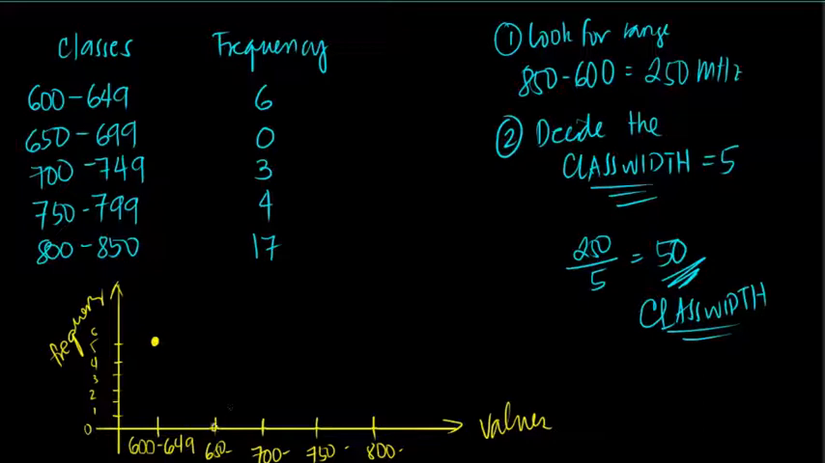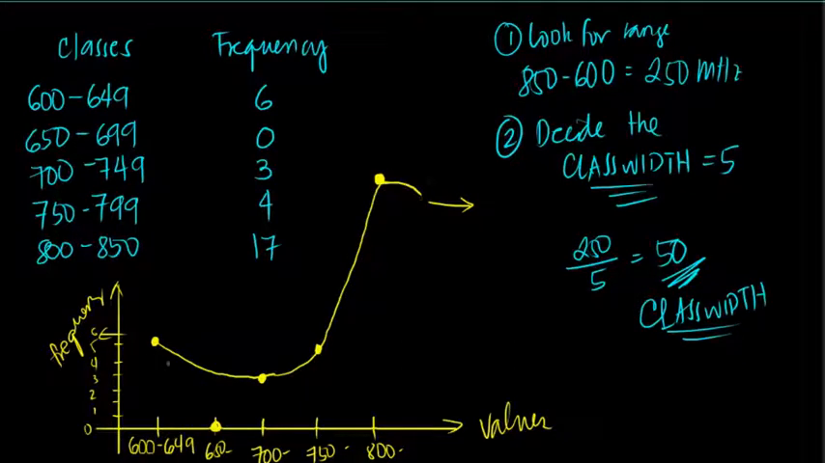650 to 699, none. 700 to 749, we have 3. So, in the middle. 750 to 799, we have 4. Okay. And then, 800 to 850, a lot, 17. So, it's up here. Okay. And then, somewhere down here, and down here. Our histogram kind of looks like this. Yeah. So, this looks like it's negatively skewed.